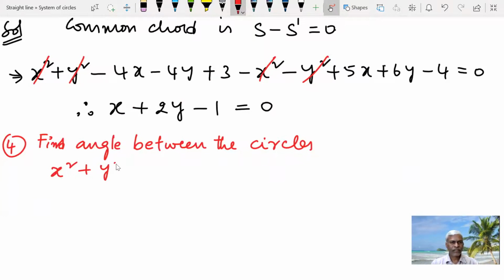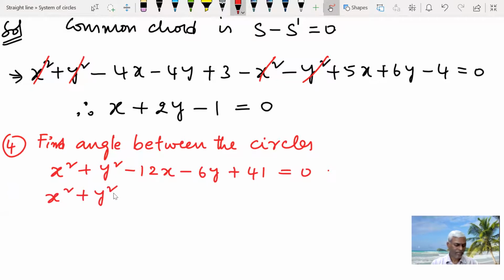x square y square minus 12x minus 6y plus 41, x square y square plus 4x plus 6y minus 59.